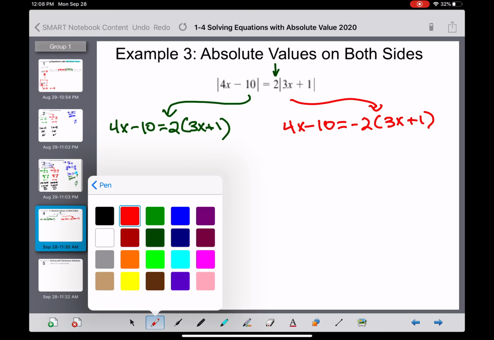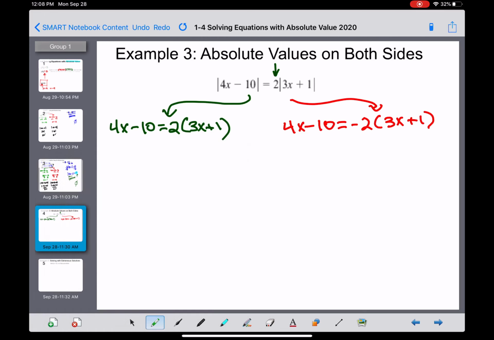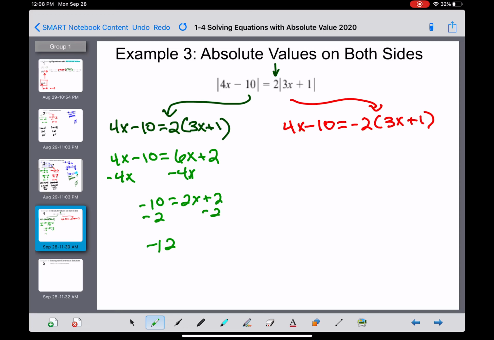Then we solve our multi-step equations just like we did last week. So I'm going to start off by distributing to get 6x plus 2. I'm going to subtract 4x from both sides. So I have negative 10 equals 2x plus 2. Subtract my 2, so negative 12 is equal to 2x. Finally divide out, so x is equal to negative 6. That is one of my solutions.